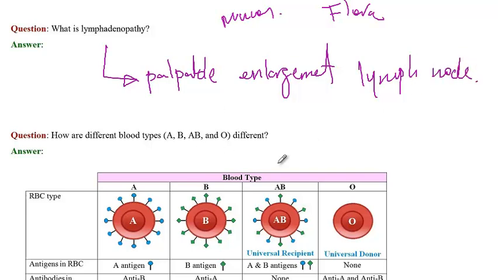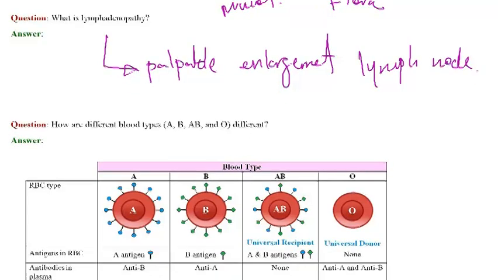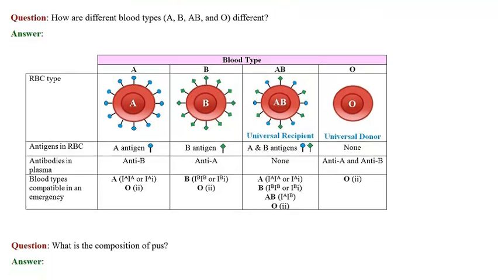The next question is, how are different blood types A, B, AB, and O different? So you know how we hear someone is universal donor and how someone is universal acceptor. So basically, the reason these blood types A or B or AB are different is because of the type of antigen that is present on their cell surface. So blood type A has the A antigen. Blood type B, on the other hand, has the B antigen.